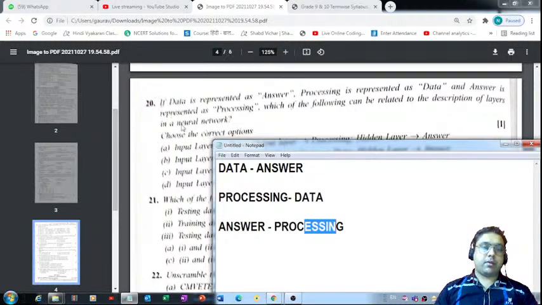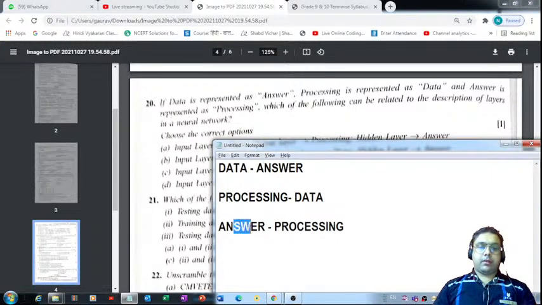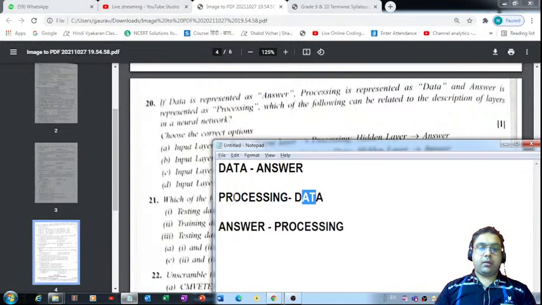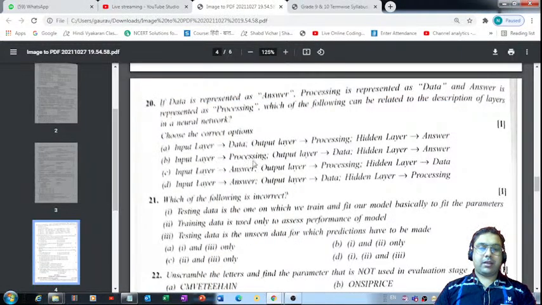Okay, so it's based on neural network. Now let's check out what can be the correct answer of this. So input layer is equal to data. No, input layer cannot be equal to data, so it's not correct, because data is related to answer, and answer is related to processing, and processing is related to data again. If input layer is equal to data, then input layer is equal to processing. Can we put processing in the input layer? No, we cannot. Always in a neural network, we put answers, right? So either C is correct or D is correct, right?